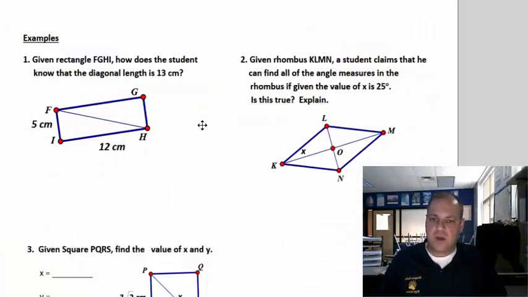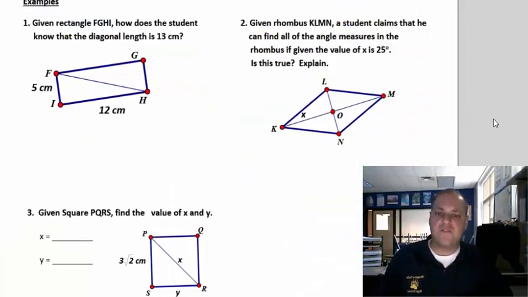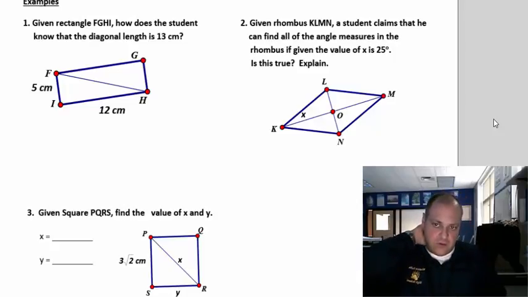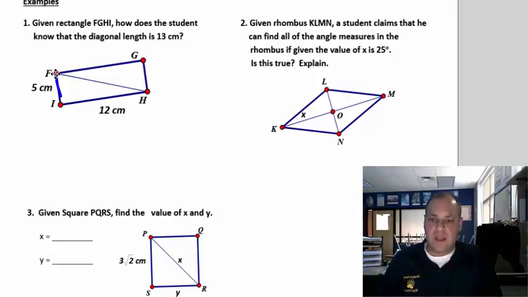All right, so we're going to use these properties now. Given the rectangle FGHI, how does the student know that the diagonal length is 13 centimeters? Well, if you have a rectangle, that means you have a right angle, right? You have a right angle here. So if you have a right angle, you can use the Pythagorean Theorem to find the length of the diagonal.